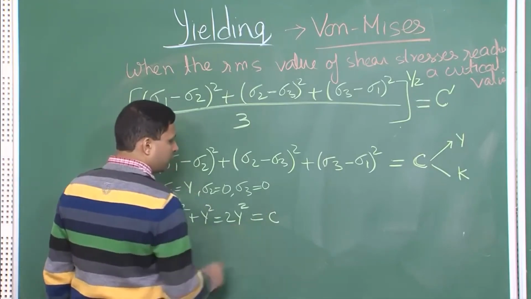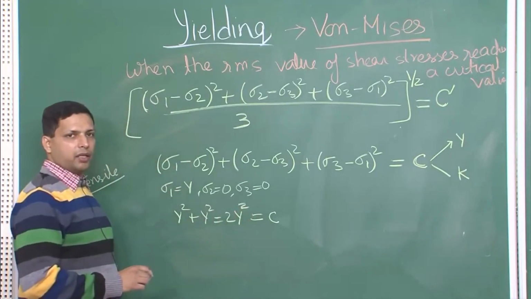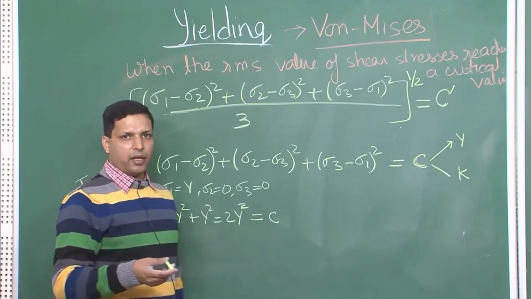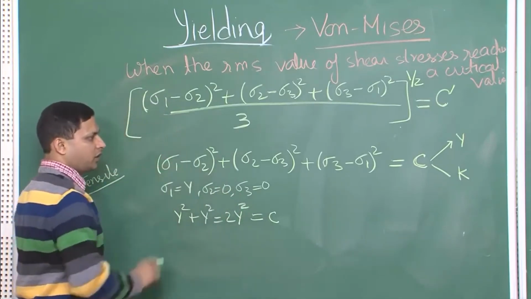So, we have found the value of C in terms of the yield strength of the material. The yield strength of the material you can find out by a very simple test. Now see the significance of this equation.